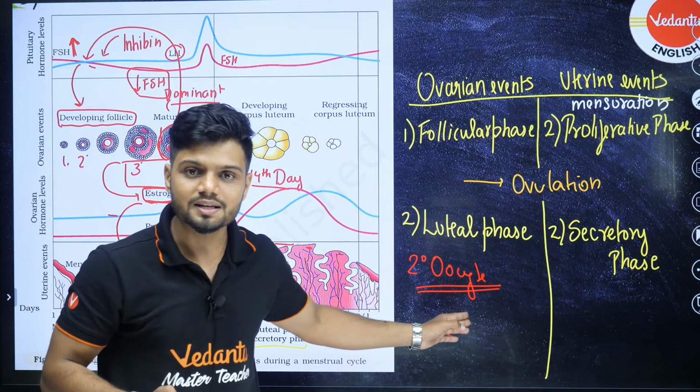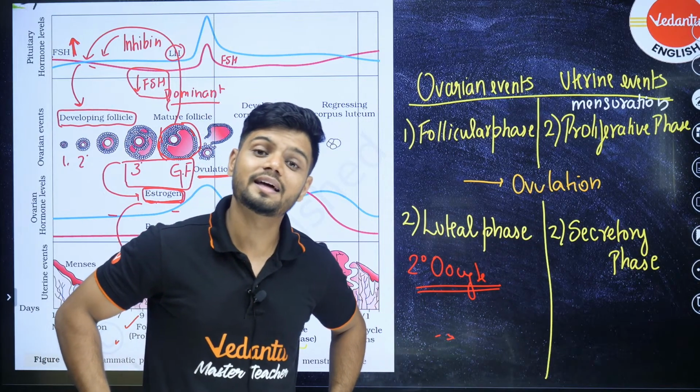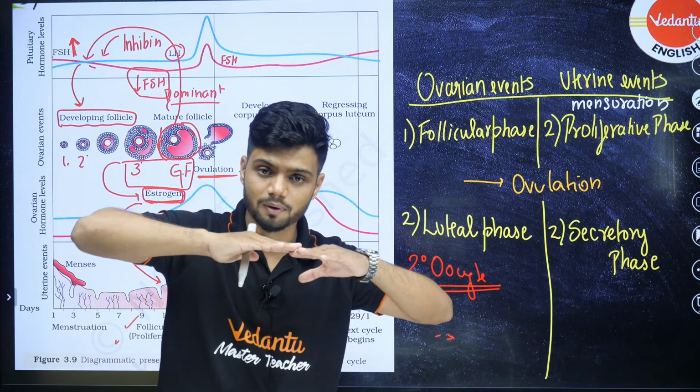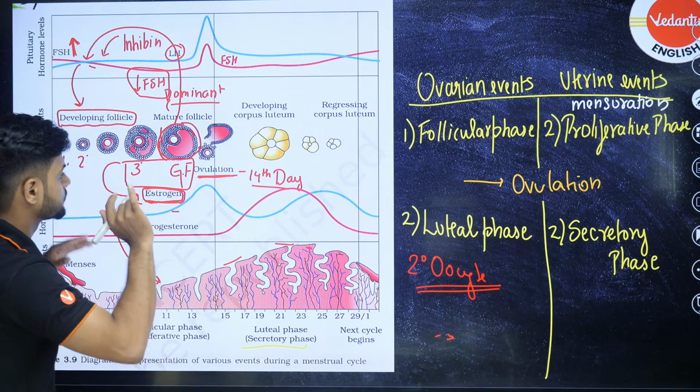Because this secondary oocyte will start to undergo meiosis 2, and then it will get arrested, and when it comes in contact with the sperm, then it will become oocyte. Not now. Okay, not secondary oocyte.